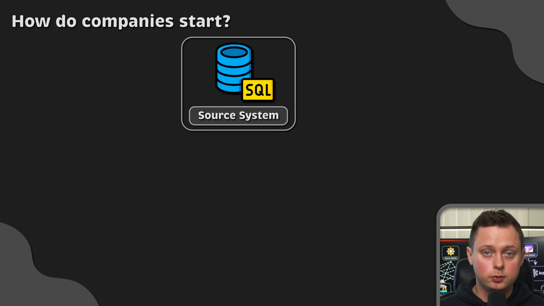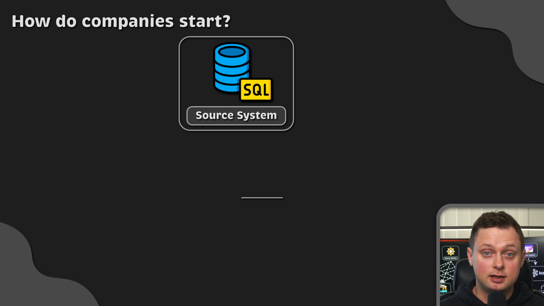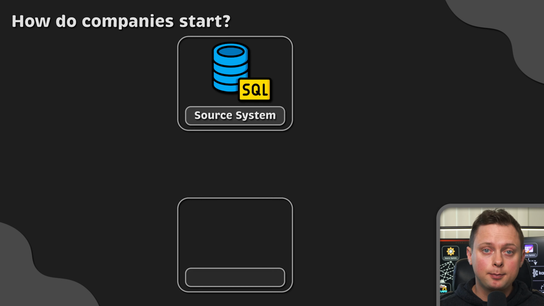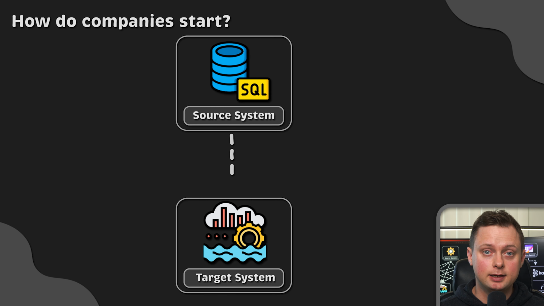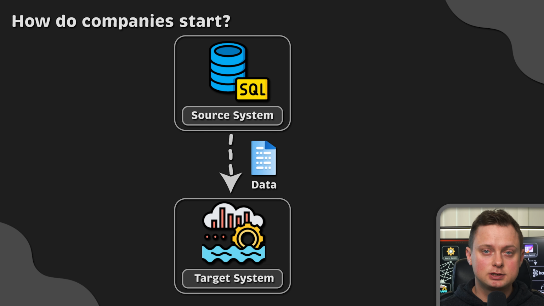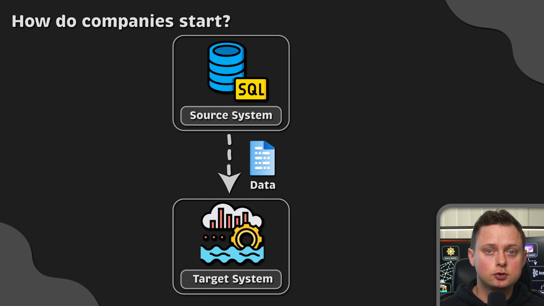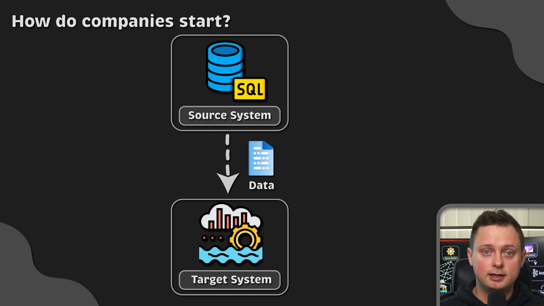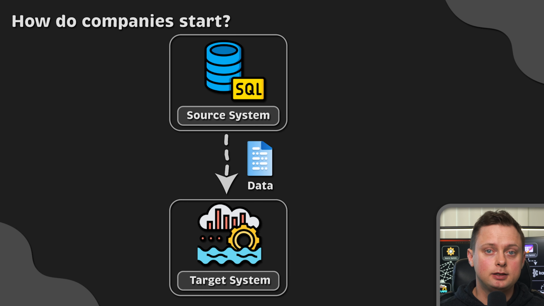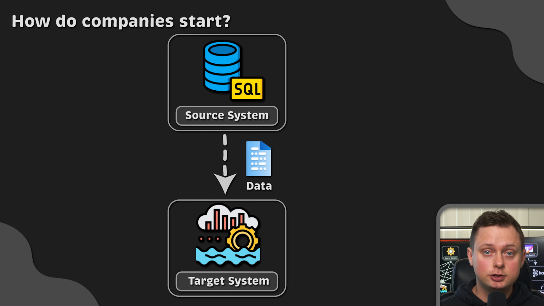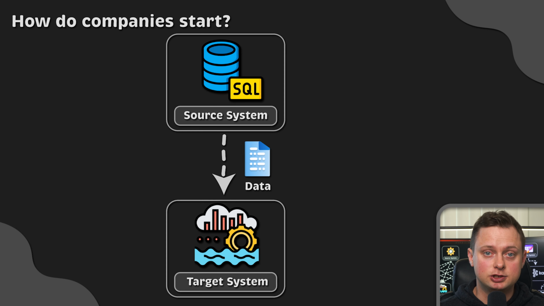So a company will usually have a source system, like a database, for instance. And eventually another part of the company might want to move that data to a different system. For example, a target system. This could be a data lake or a data warehouse. So the data needs to be transferred from the original system to the destination system.